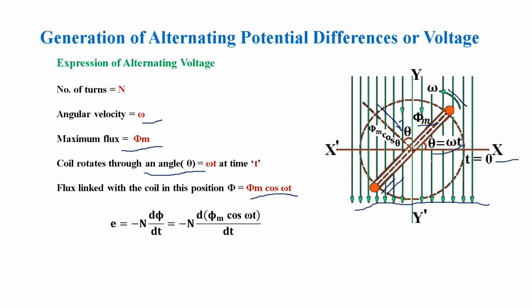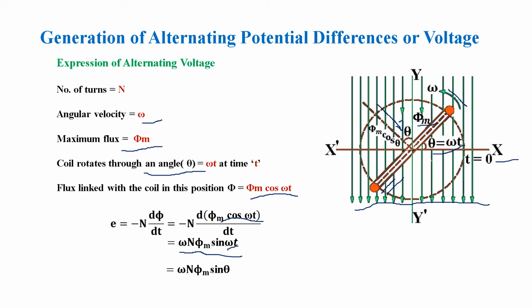Now by using the expression E equals minus n d phi by dt, we have to replace phi by phi m cos omega t. If you differentiate phi m cos omega t with respect to t, it is minus phi m sin omega t into omega. Minus minus plus, so the expression is omega n phi m sin omega t, generally represented with omega t as theta.